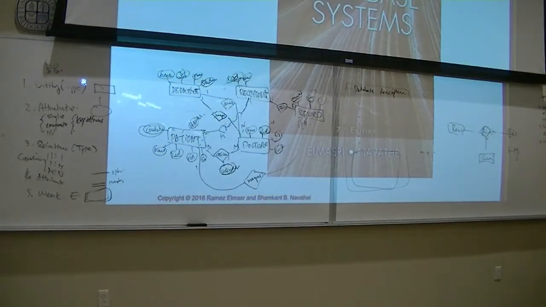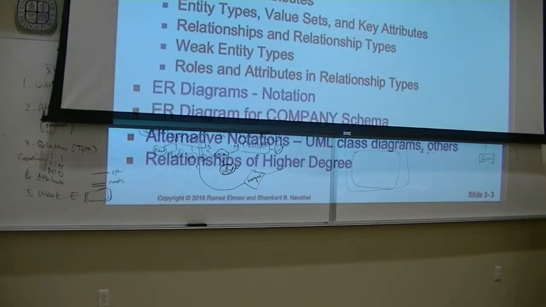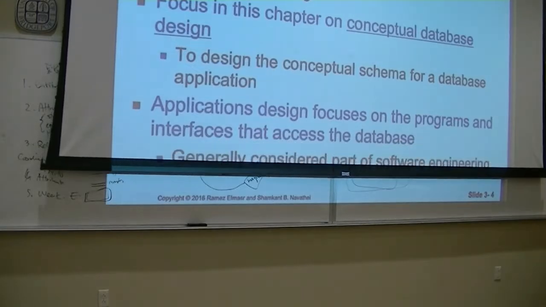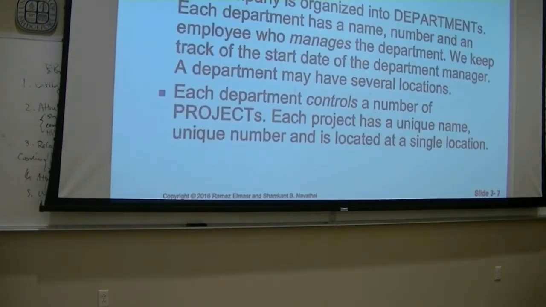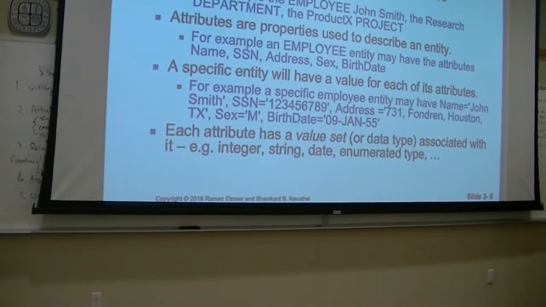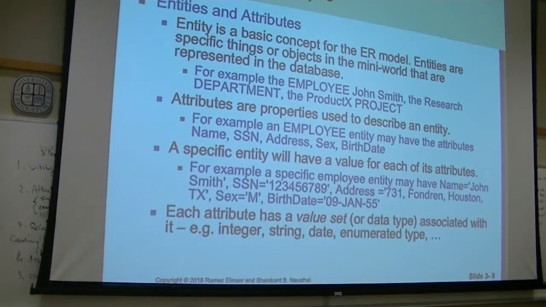Okay? So next, let me quickly move to finish Chapter 3. We already discussed everything. So in ER modeling, the first step is finding entities and their attributes.